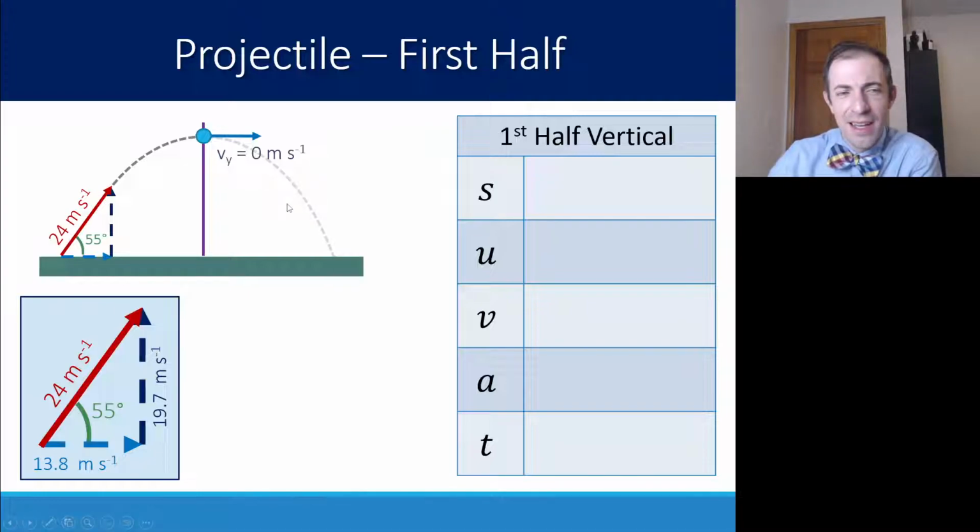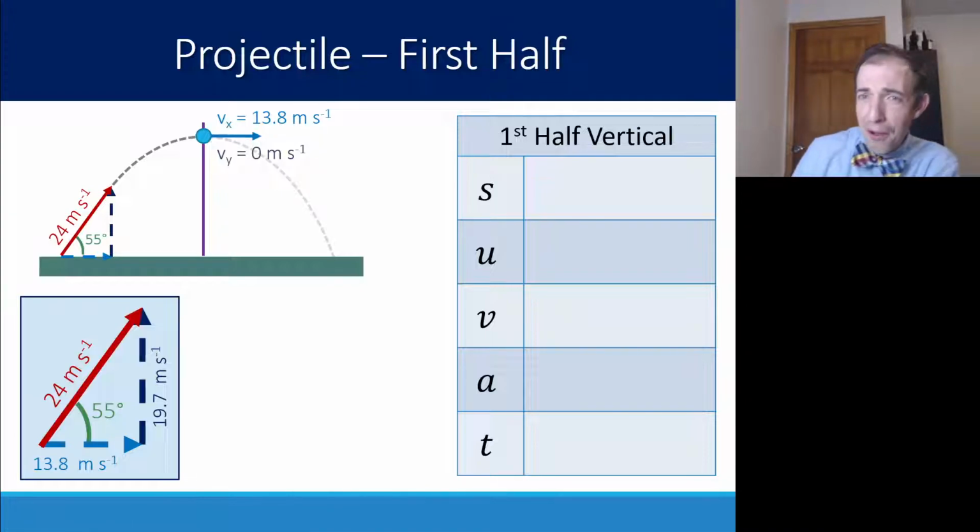Think to yourself, what would the x velocity be if we know something about this initial component? We had 24 meters per second at an angle. Well, we split it up into an x and a y, and that x is always the same throughout. There is nothing speeding it up or slowing it down in the x direction. It is independent from the y direction. So we had 13.8 meters per second, and we still have 13.8 meters per second. So in the x direction, nothing has changed.